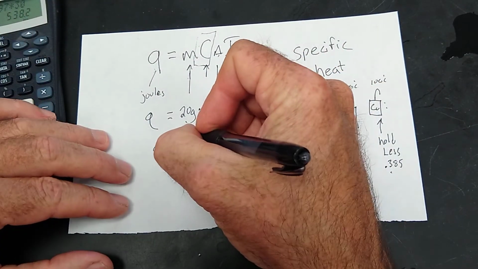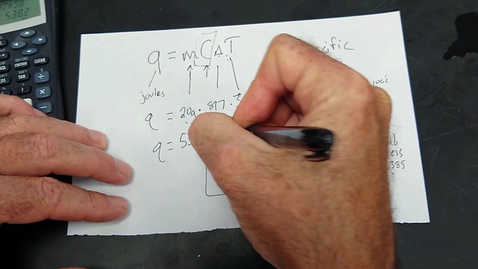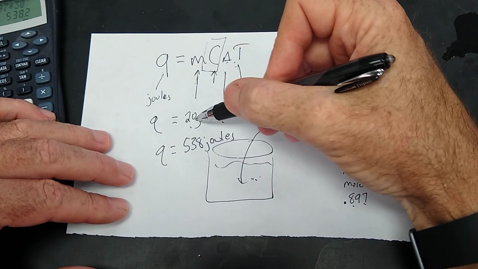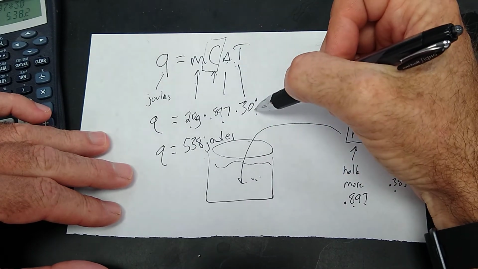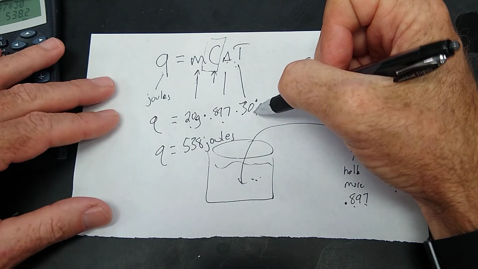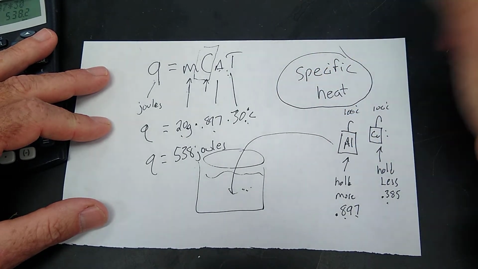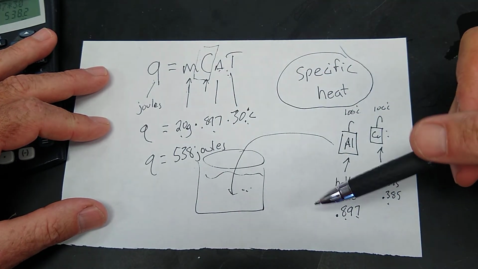So it would take 538 joules of energy to heat up 20 grams of aluminum by 30 degrees Celsius, to make it 30 degrees hotter. And that's what specific heat is, and that's how it works. Now, you should be able to do that entire worksheet off of just this example.